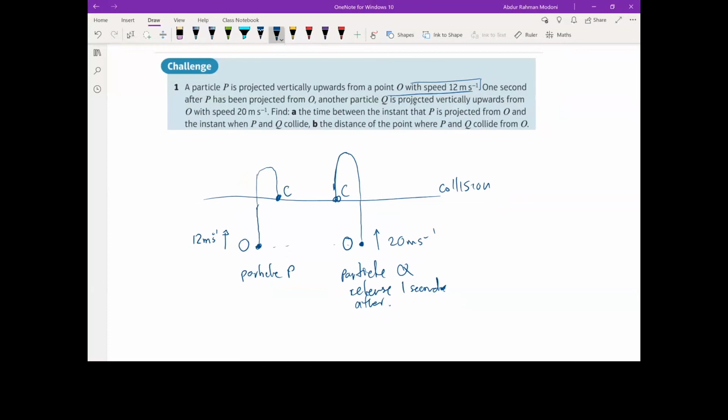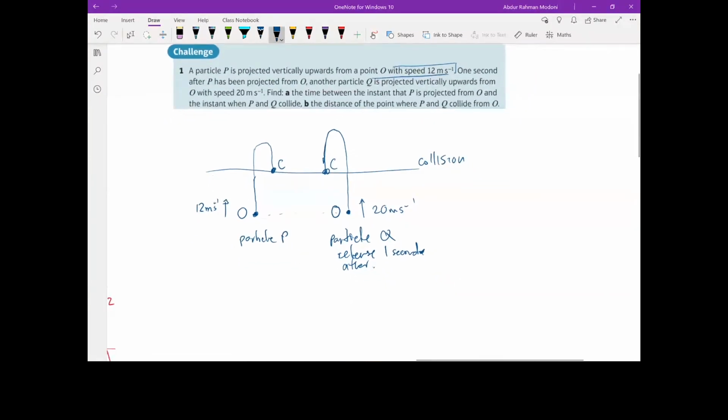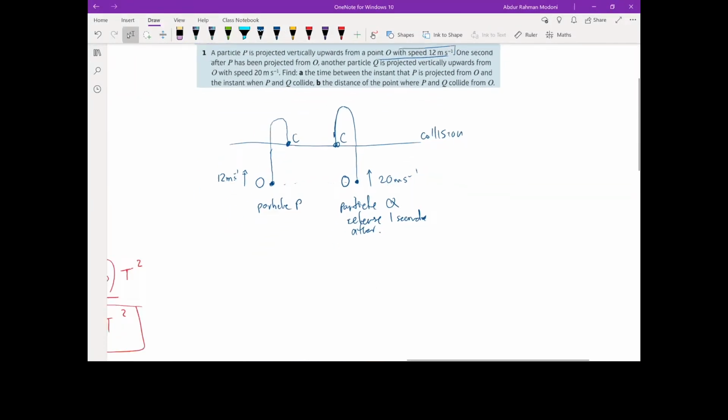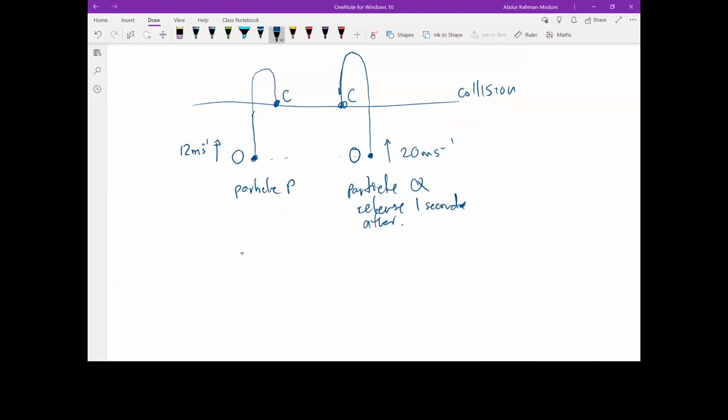Right, so let's move on to the question then. We've talked about projected vertical upwards. We've established the speeds. We know that particle Q is released 1 second after, and when they do collide, we want to figure out certain things here. It says here, find the time between the instant P is projected from O and the instant when P and Q collide. All right, let's first of all consider applying SUVAT here.